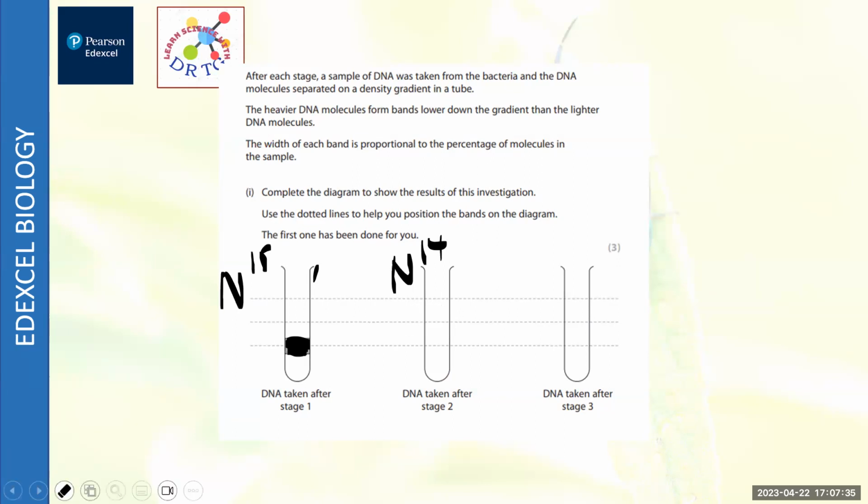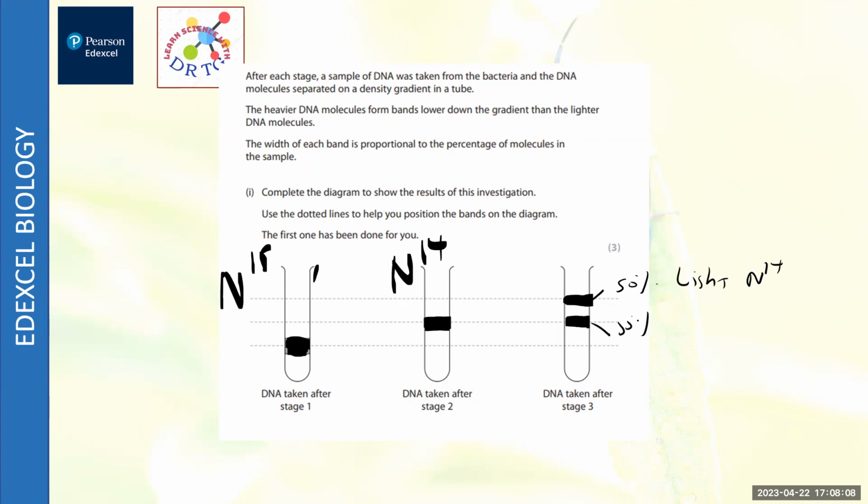And the second one, what we observed somewhere here, is the hybrid version, because N14 and N15. Next one, here one band and here one band. Better remember, 50% light and 14.